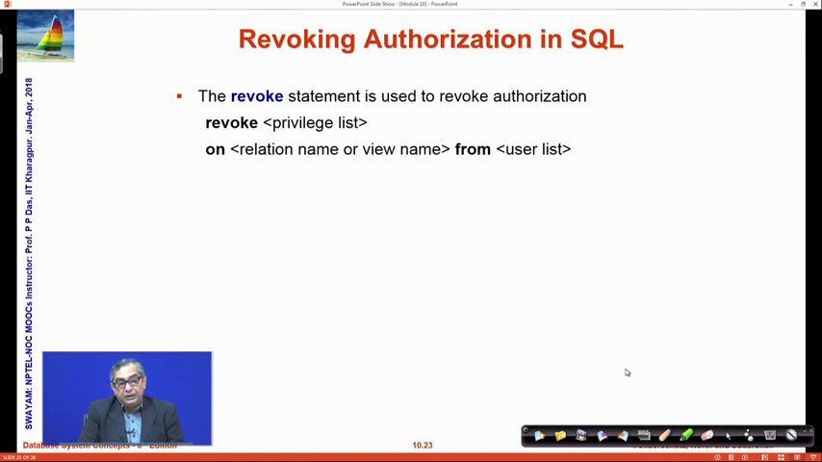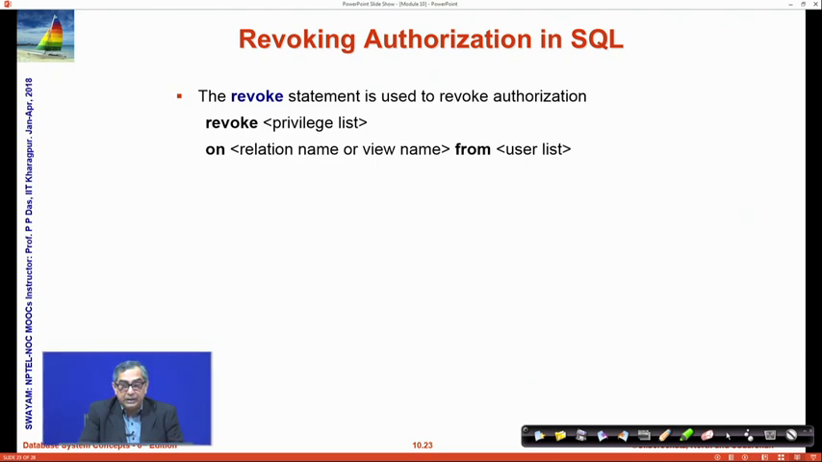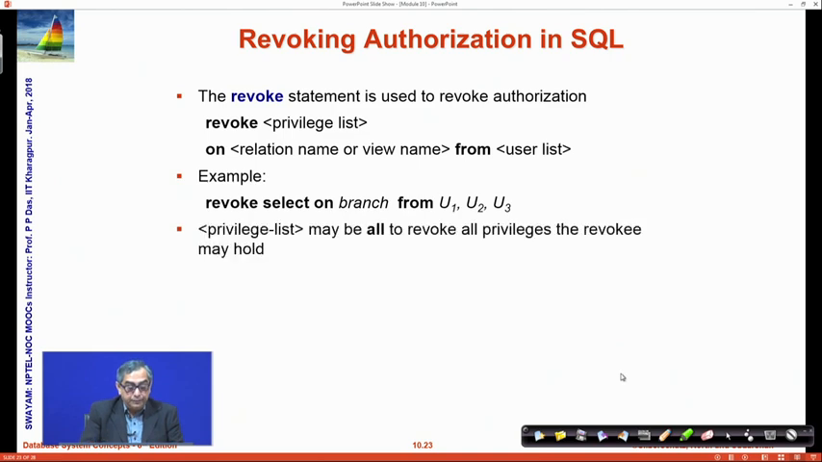Certainly, if you can grant an authorization, there needs to be a reverse process, that is, if you want to withdraw authorization of certain privileges on certain items for certain users. That is known as the revoke statement. The structure looks exactly similar to the grant. You revoke a privilege list, select, insert and so on, on certain relation and view from a set of users. So, you can say revoke select on branch from U1, U2, U3. Once this is done, then U1, U2 and U3 will not be able to read the branch relation or the branch view. The privilege list may be all to revoke all privileges. So, instead of revoking select, insert separately, you can just say all and revoke all of that.